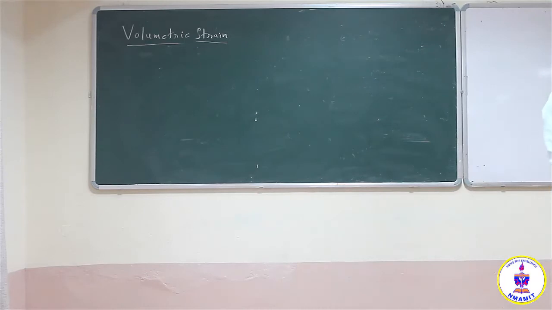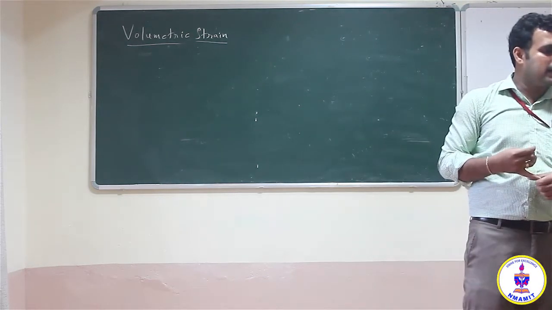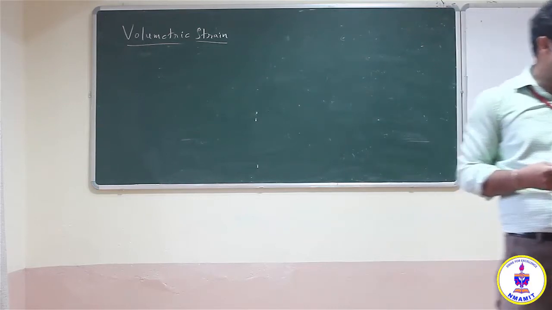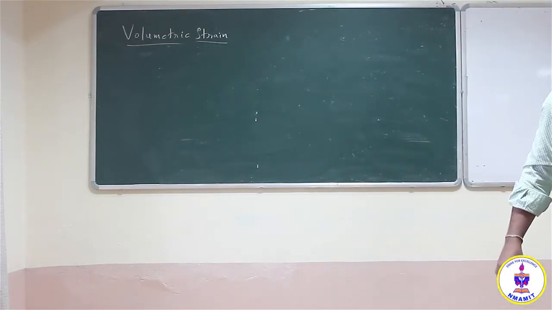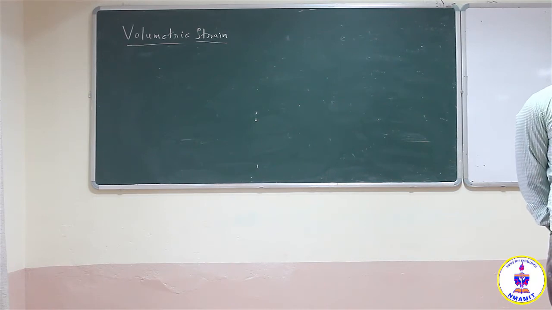We'll move on to the second problem. A metallic bar 250 mm into 80 mm into 30 mm is subjected to a force of 20 kN tensile, 30 kN tensile and 15 kN tensile along x, y and z direction respectively. Determine the change in the volume of the block by taking Young's modulus 2 into 10 raised to 5 Newton per mm square and Poisson's ratio as 0.25.